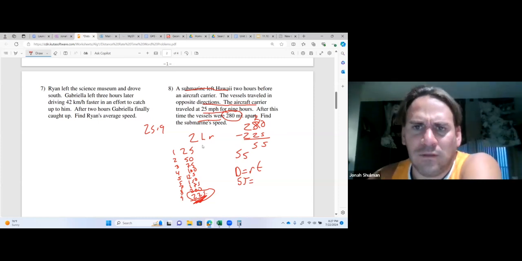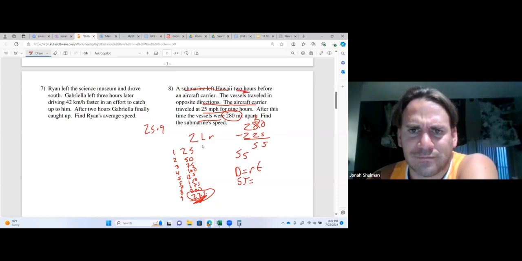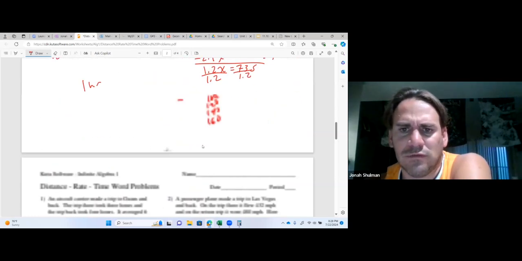Oh, but this one, a submarine, left Hawaii 2 hours before. So it was going to be 9 hours, but we got to add the extra two. So this is a rate times 11. So 55 divided by 11. It's only going 5 miles per hour. How is it so slow? Let's see for 8.